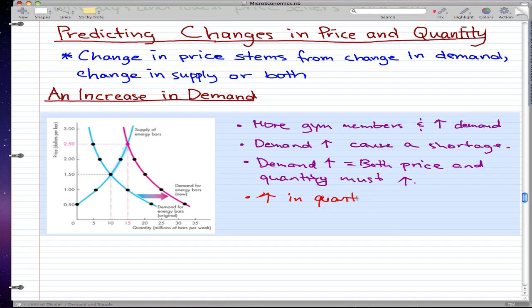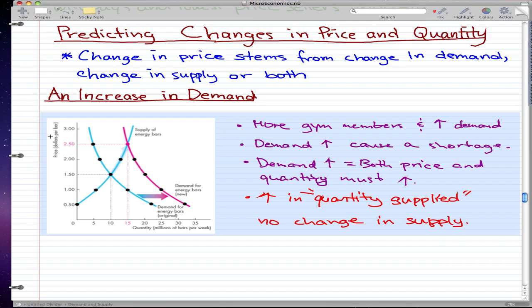The key word here is quantity supplied. And remember, quantity supplied means a movement along the supply curve. You can see that our supply curve here didn't really change. We just moved along the supply curve to reach equilibrium. There is an increase in quantity supplied, but no change in supply.